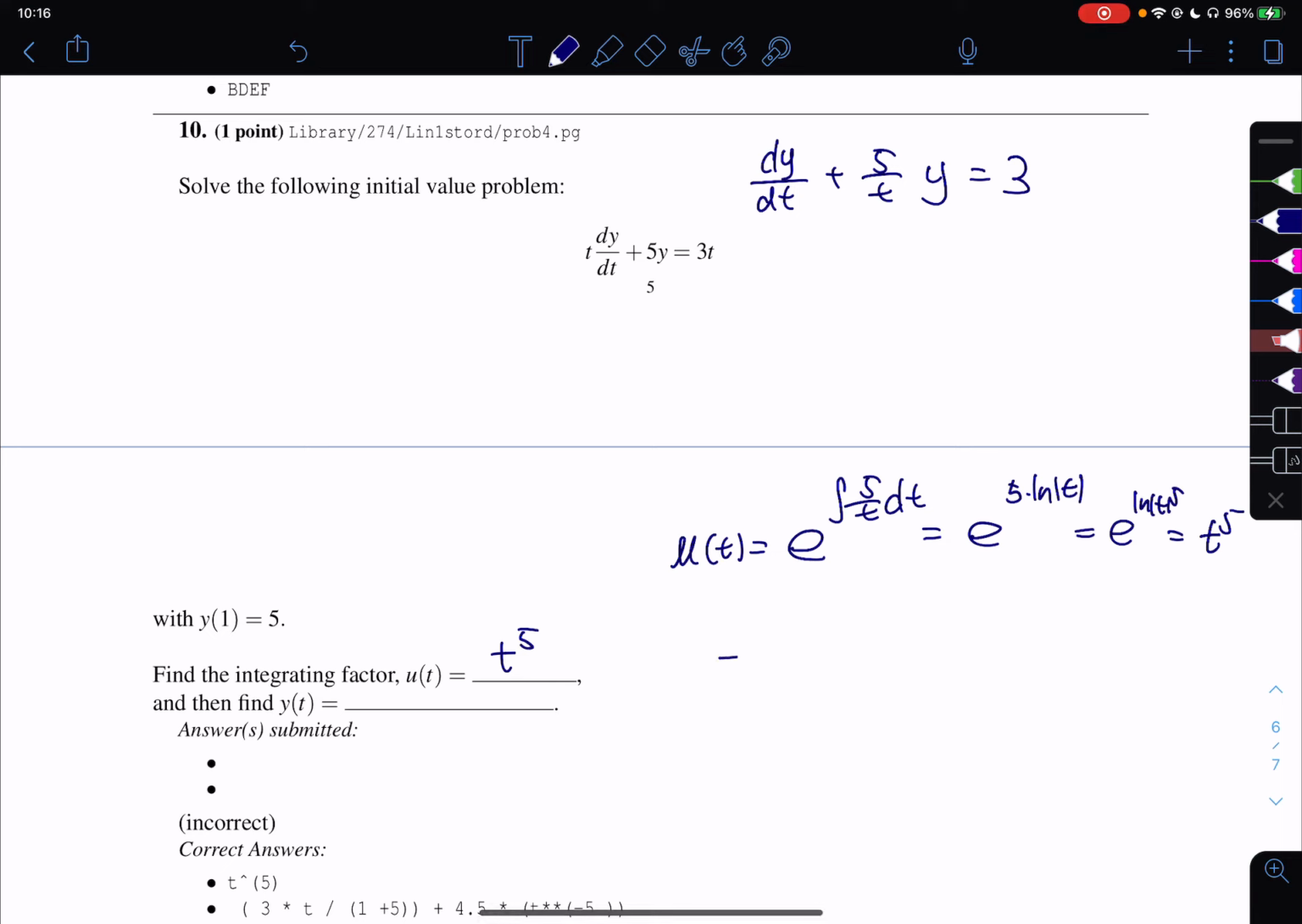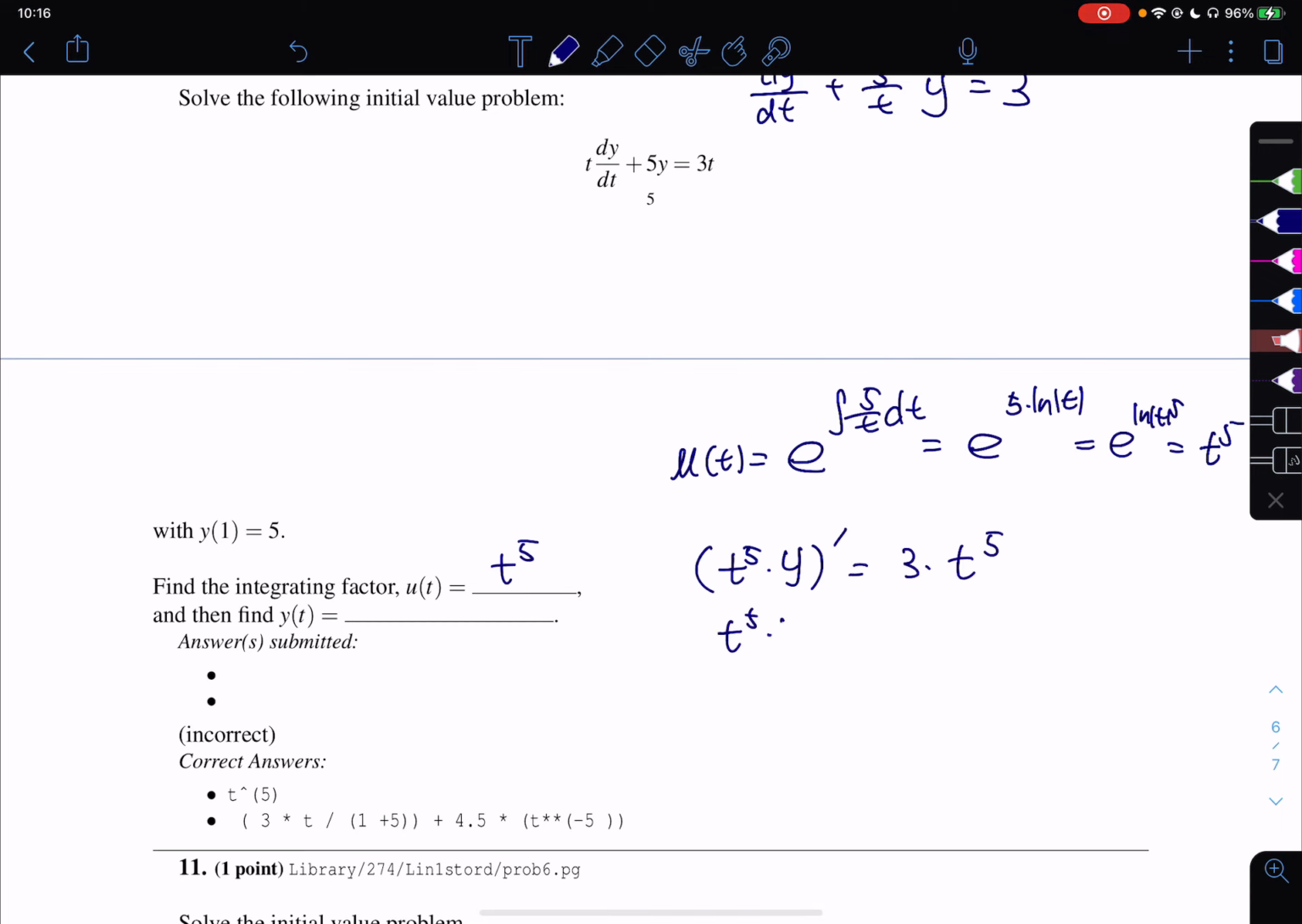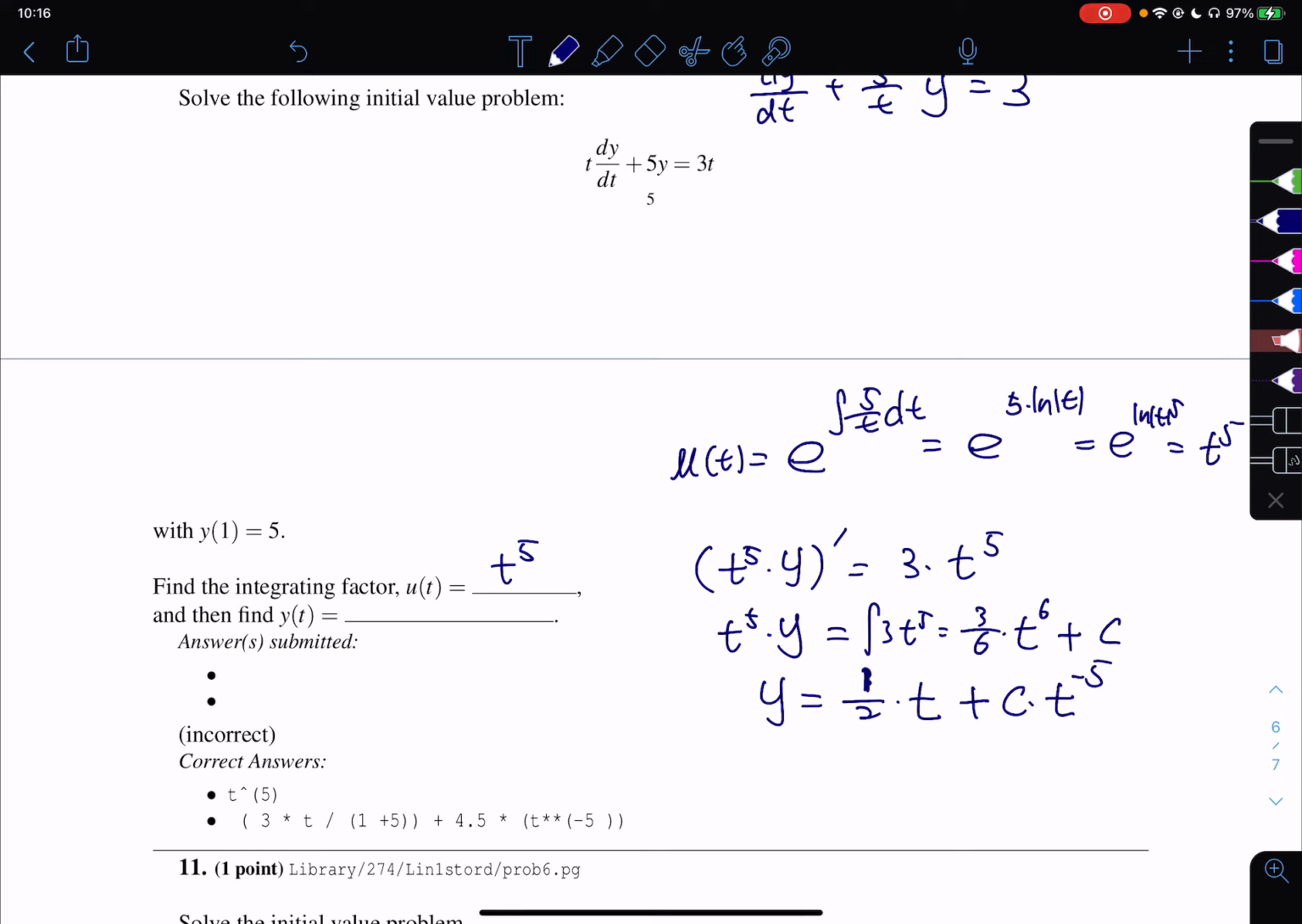So the left side of the expression is t to the power of 5 times y, prime, right? The right side is 3 times t to the power of 5. So in other words, t to the power of 5 times y equals the antiderivative of the right side, which is 3 divided by 6 times t to the power of 6, and then plus a c. So that is to say y is 3 over 6, in other words 1 over 2, times t, and then c times t to the power of negative 5. So your final answer is t divided by 2 plus c times t to the negative 5.